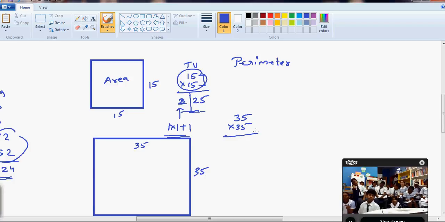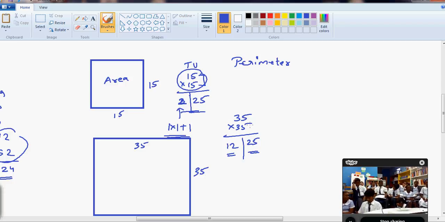Does it follow the pattern? Yes. So what will be the right side? 25. And what's going to be the left side? 12. Yeah, so we got the answer. It just took maybe what, 3 seconds, 4 seconds, we are done.